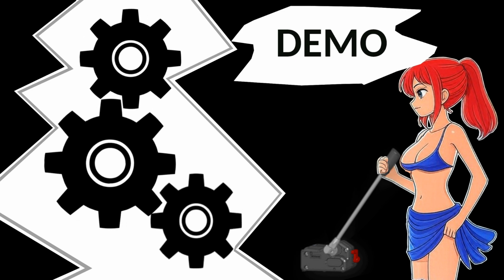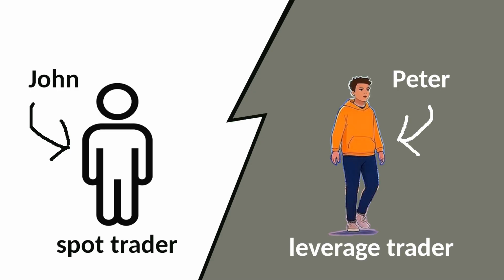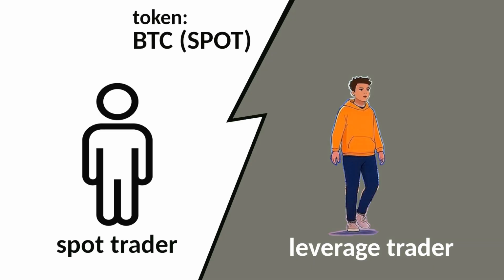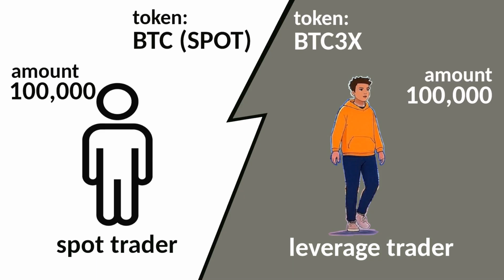Let's say there are two people, John and Peter. John is a spot trader. Peter, on the other hand, likes to trade leverage tokens because he likes to earn more. Both of them have an idea that BTC is going up. So, they save up $100,000 to buy some tokens.